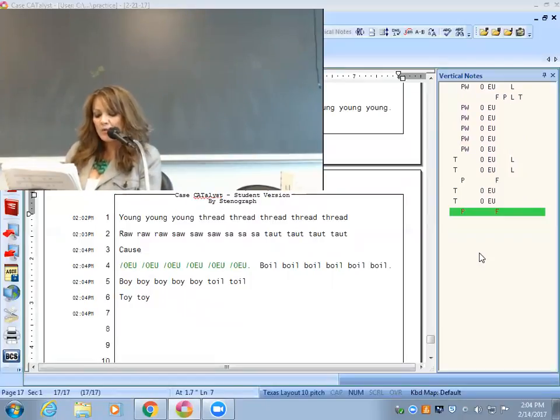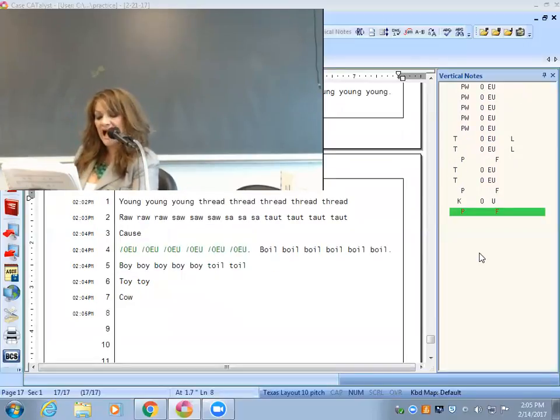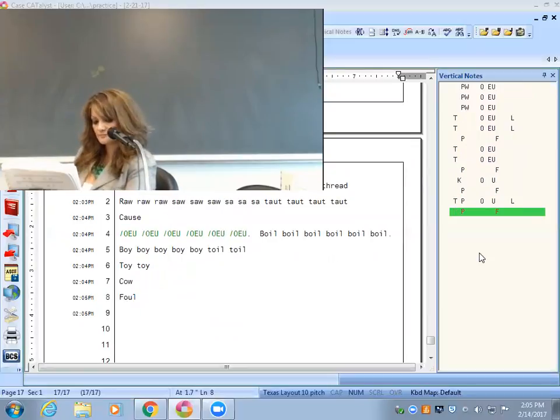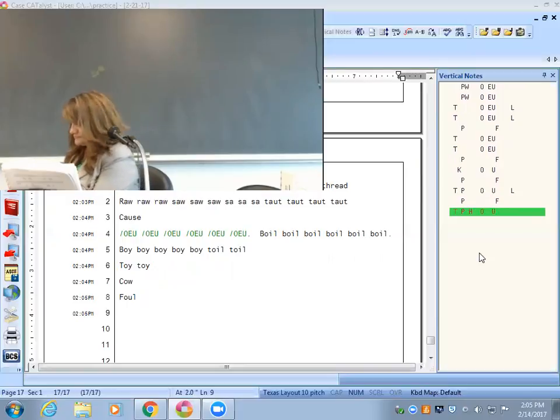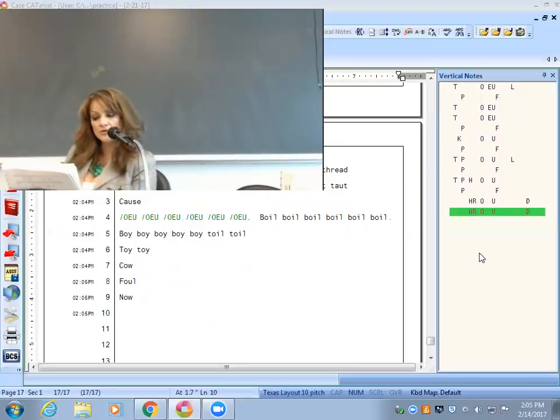These are a little different. The ow is O-W, and you could write it O-U. You could write O-W words or O-U, and it's written with the O-U. So like the word cow, K-O-U, cow. Foul, F-O-U-L, foul. Now, N-O-U, now. Loud, L-O-U-D, loud.